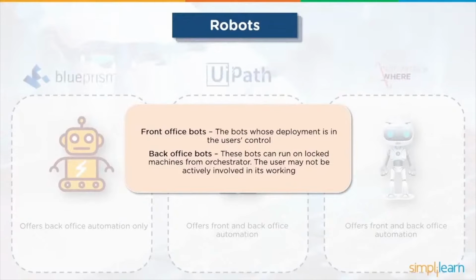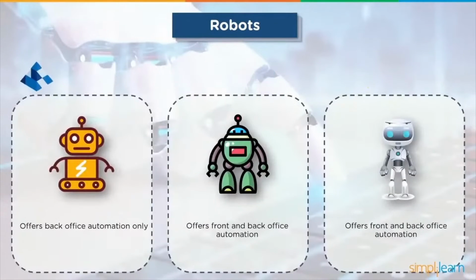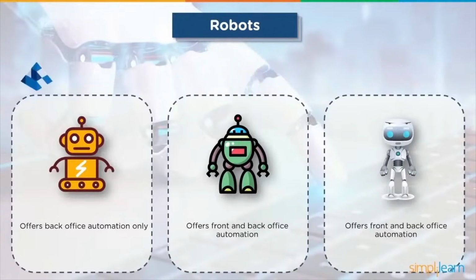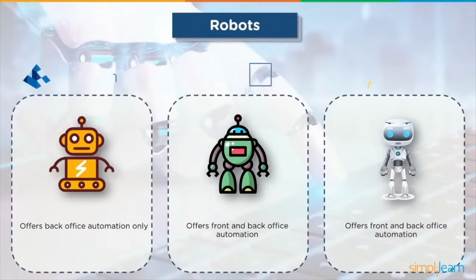So moving on to the comparison, Blueprism offers back office automation only. UiPath and Automation Anywhere offer both front and back office automation. In case of Automation Anywhere, the HBC or the human bot collaboration feature enables humans and bots to work together to complete a task and also to manage exceptions and escalations.